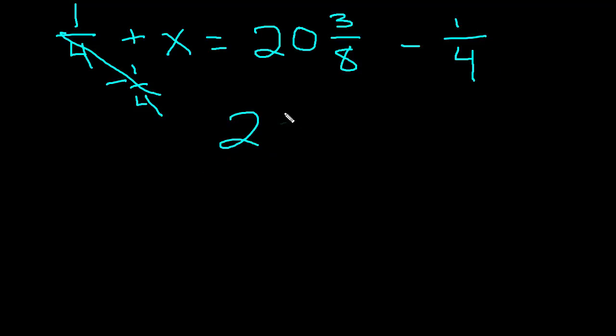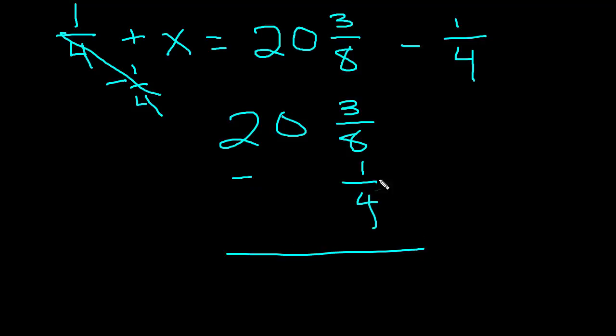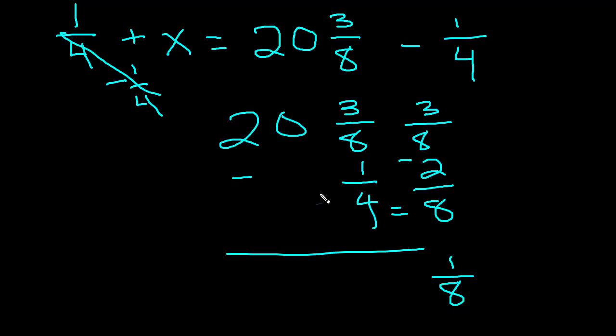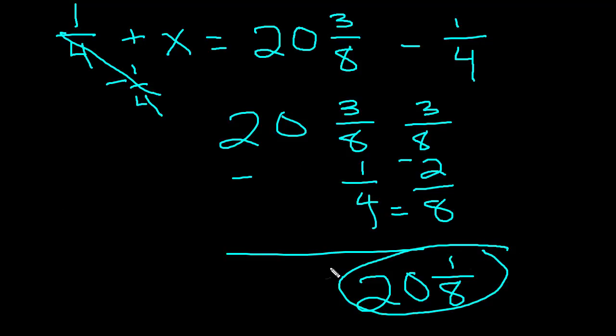So 20 3/8 minus 1/4. I find my common denominators. Here it's 8. And so 3/8 minus 2/8 is 1/8. 20, carry straight down. And I get 20 1/8 as my answer, and that is x.